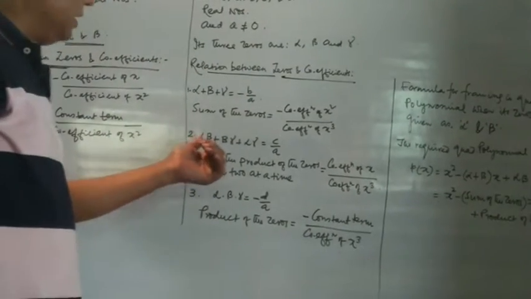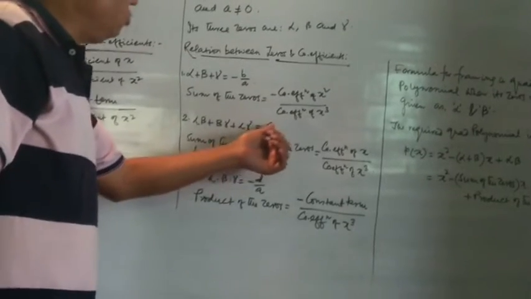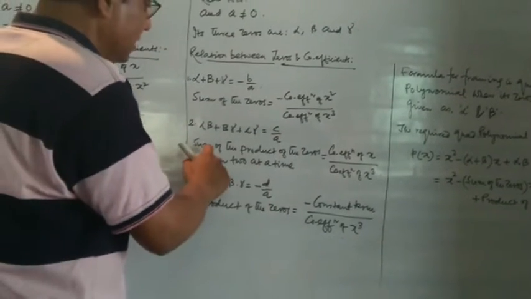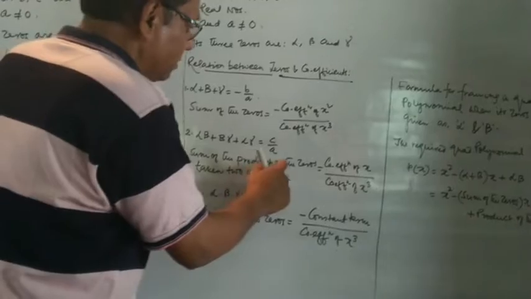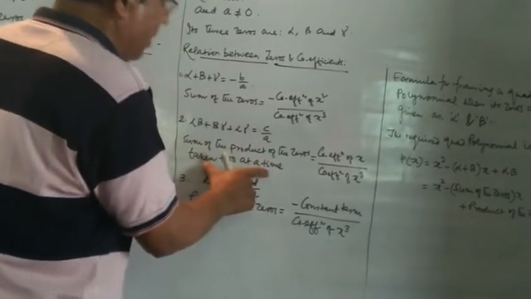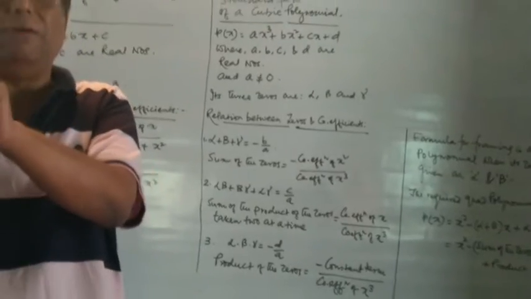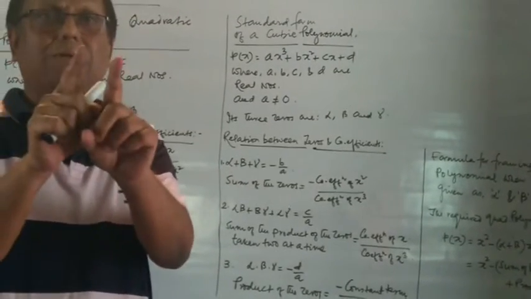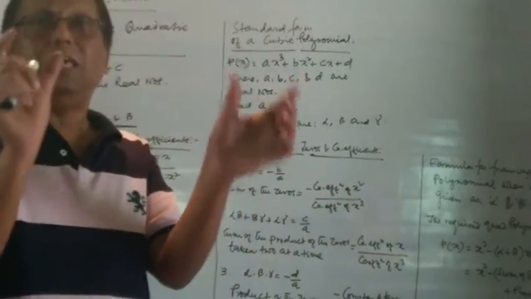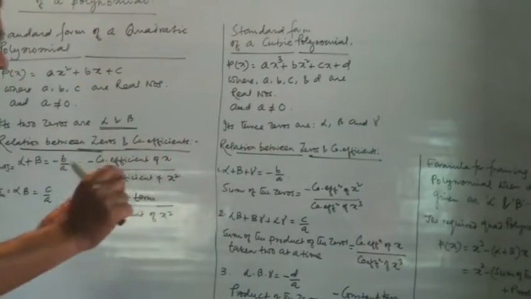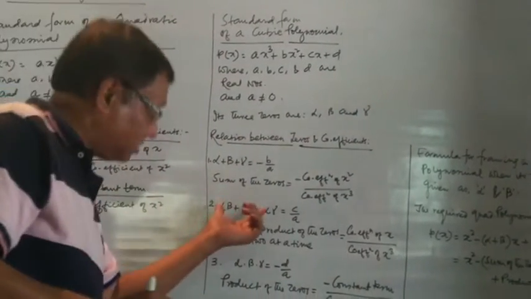The second one is alpha beta + beta gamma + alpha gamma = c/a. What is it? It is the sum of the products of the zeros taken two at a time. The three zeros are alpha, beta, gamma. Alpha beta, beta gamma, alpha gamma are the products of the zeros taken two at a time, and this is their sum.